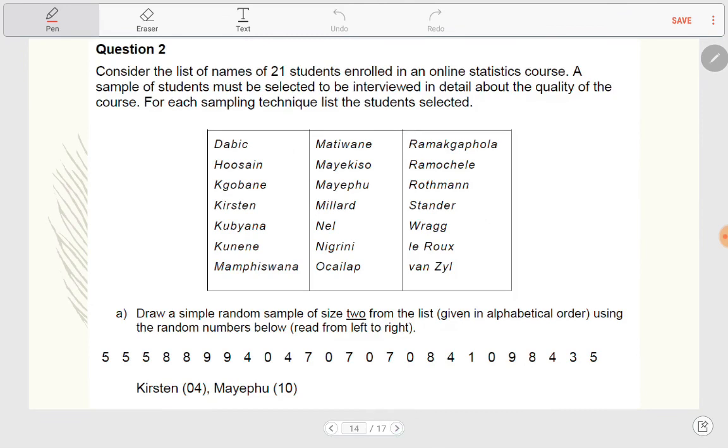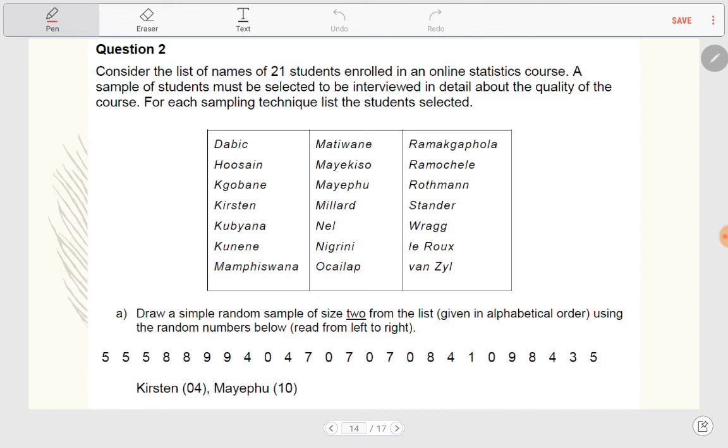So then for question 2, this is now a recap. This is the sampling. Now you have these 21 students. They enrolled in a class and you need to select a sample, and there are different sampling methods. So let's check how you should have gotten this.